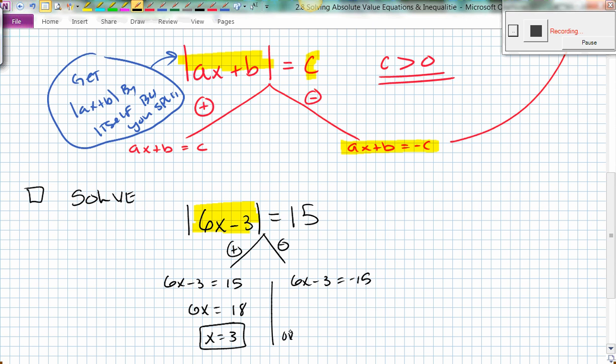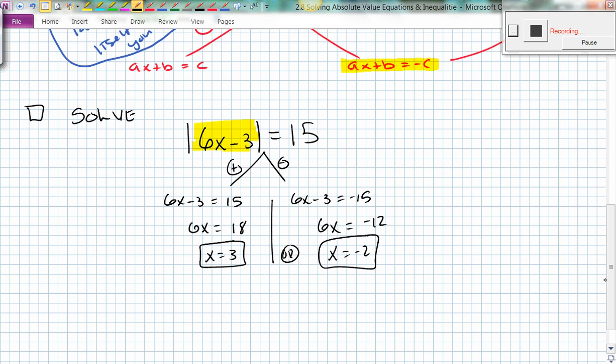But this is an OR statement, so don't forget that. So that means that 6x could also be negative 12, so x could be negative 2. So I seem to have two answers that make my original absolute value true. And so we can check that easily.